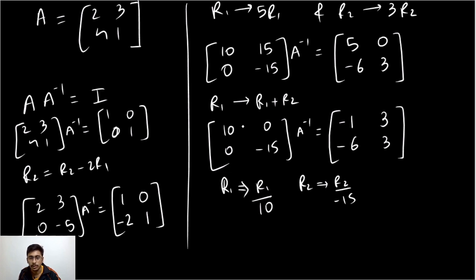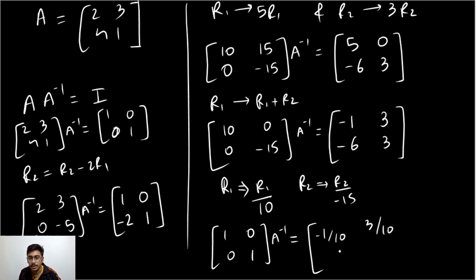So what can I write over here? I'll write 1, 0, 0, 1. A inverse is equal to, it's minus 1 by 10, 3 by 10, minus 6 by 15, and 3 by 15. This is what I got over here. Okay, so yes, this is the A inverse of that matrix.